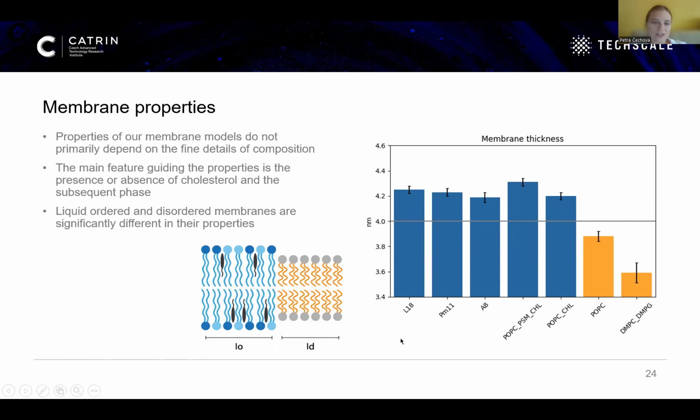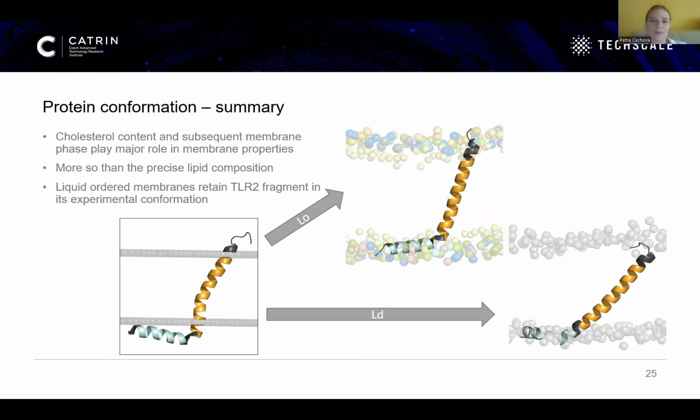In the presence of cholesterol, which is depicted as these tails here, the membrane is thicker and more ordered, and in the absence of cholesterol, the membrane is thinner and more disordered. Now, if we put a protein in there and we ran 5 replicas of each membrane for 1 microsecond, so there has been a lot of sampling, basically the main difference is the same as with the membrane properties.